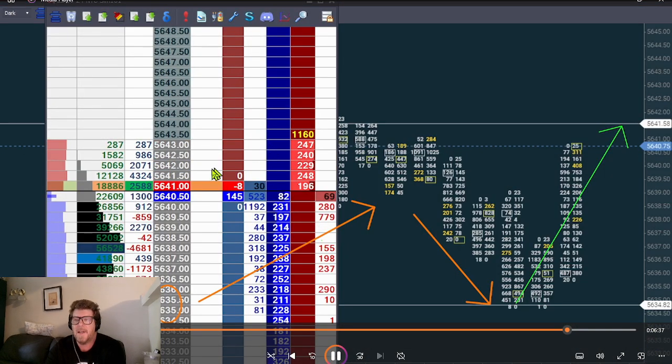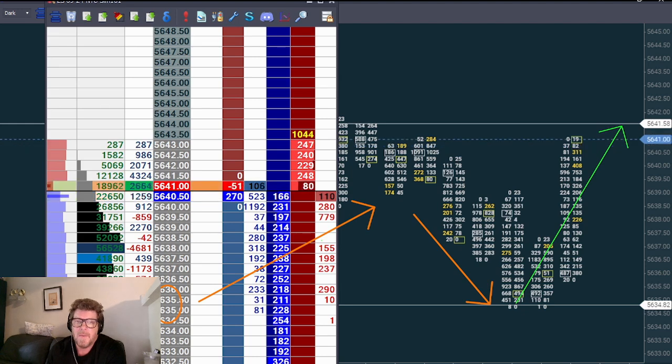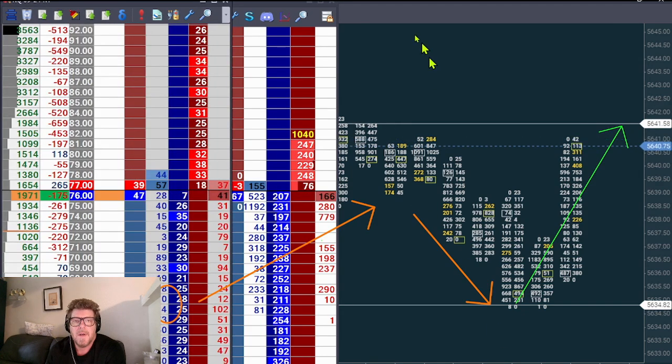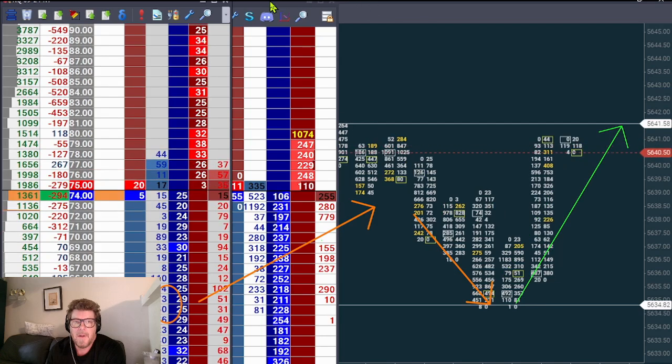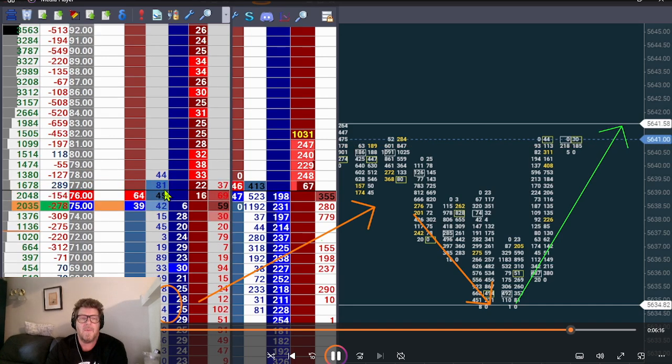I started to get interested and I decided I wanted to play this, even though I was really trying to focus on recording the video. I did want to play a little bit of this move right here. So I brought in the ES DOM on a two tick compression.